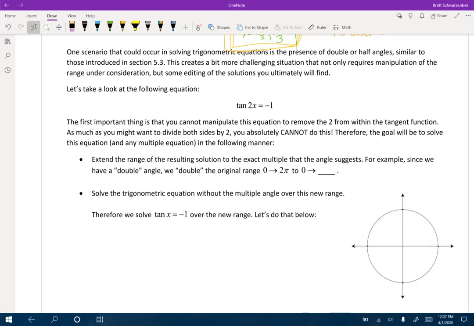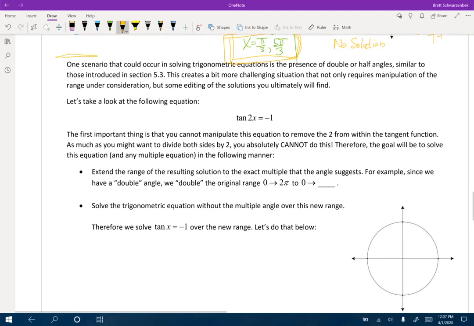Okay, so the last element of this section, so basically this is kind of like a break in the lesson a little bit. The last part of this section is about what happens when you have to solve a double or a triple or even a half angle in a trig expression. Okay, so just to be clear, this is challenging because it's not what you would expect it to be.